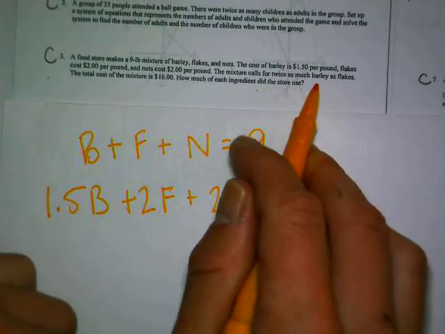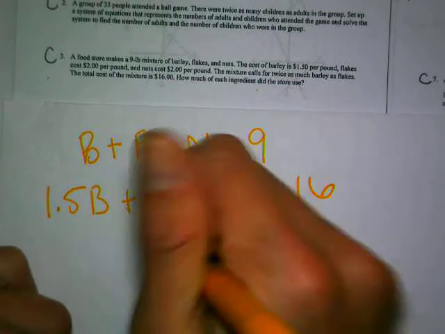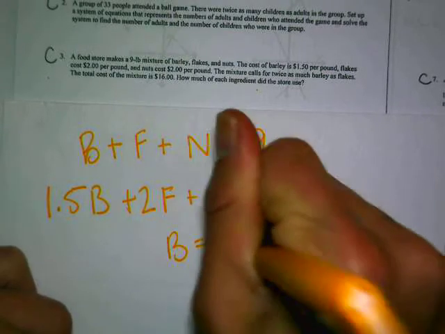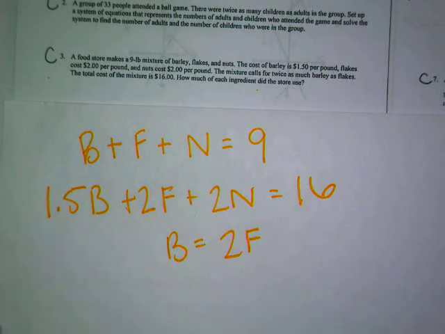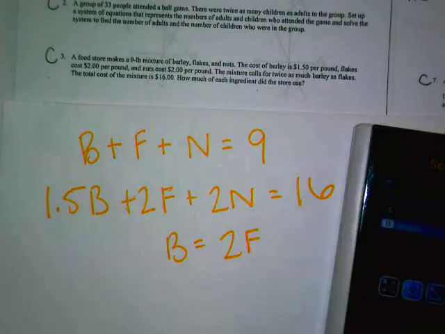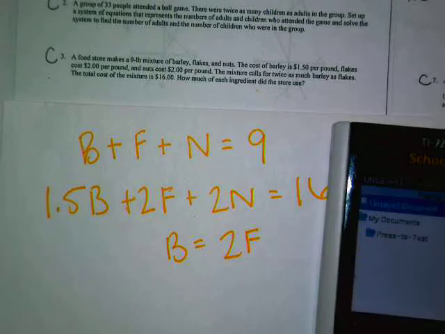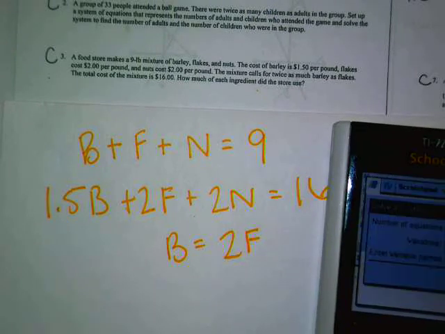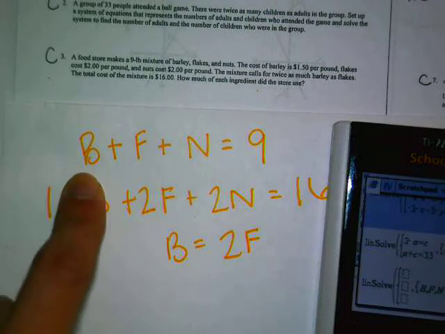There is twice as much barley as flakes, so barley is already bigger. To make it equal, I'm going to multiply flakes times 2. And then how much of each, so it's asking me to solve as well, so same thing. I'm going to go into my calculator, menu 3.2. I have 3 equations though. I have B, F, and N. And then I'm going to type them in.